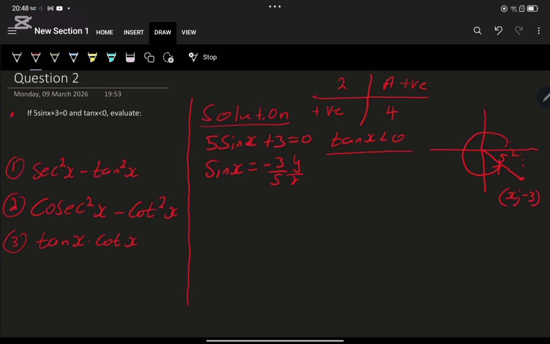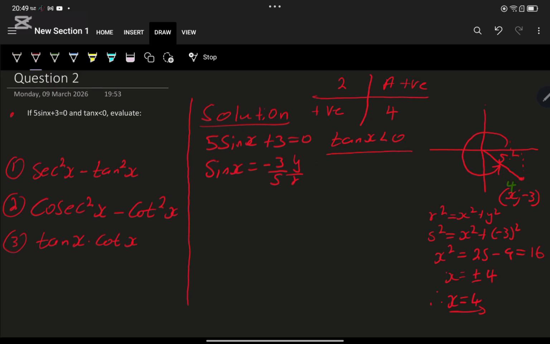Therefore, we use Pythagoras to determine the value of x. You simply say r squared is equals to x squared plus y squared. Now r is 5 squared, x is unknown, and y is negative 3 squared. And therefore x squared is equals to 25 minus 9, that is 16. So x is equals to plus or minus the square root of 16, and that gives us 4. Now looking at this quadrant, in quadrant number 4, x is positive. Therefore, x is equals to 4.